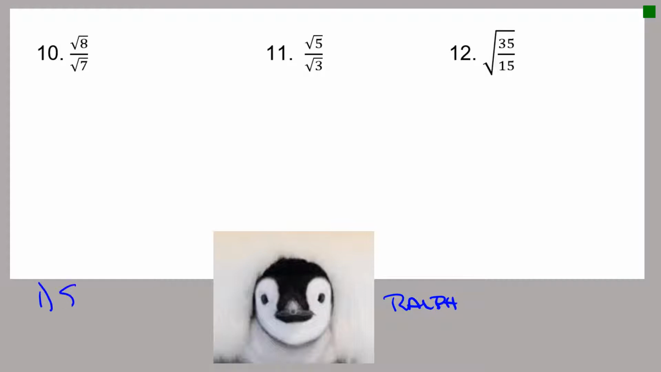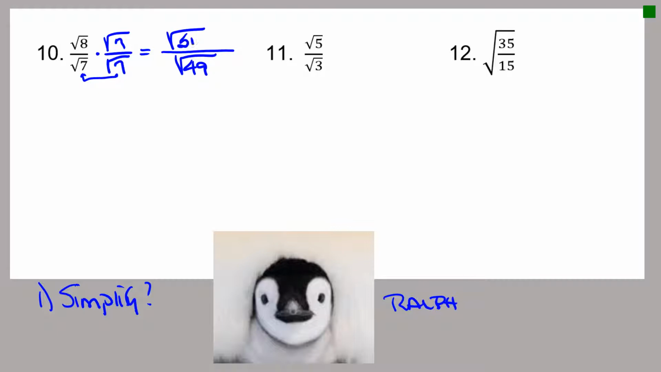Okay, so these are fractions. Question number 1 is, can you simplify so that you're working with smaller numbers? The answer to number 10 is no. 8 and 7 do not simplify. So we're going to rationalize by multiplying by the square root of the denominator. The reason we do that, remember, is 7 and 7 are both inside, so we can multiply them together and get 49. 8 and 7 are both inside. We're going to multiply them together and get 56.